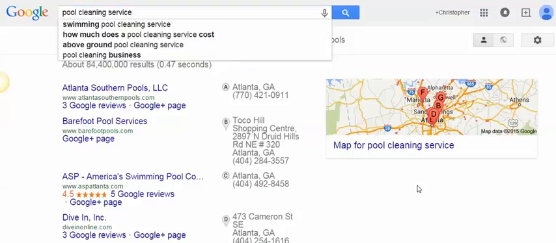Target states that would, obviously don't want to go to Canada. I mean, people in Canada have pools, but there are not going to be as many. You want to target cities looking for pool installation services or businesses. Stick with the warmer climate areas. Try to focus on that.